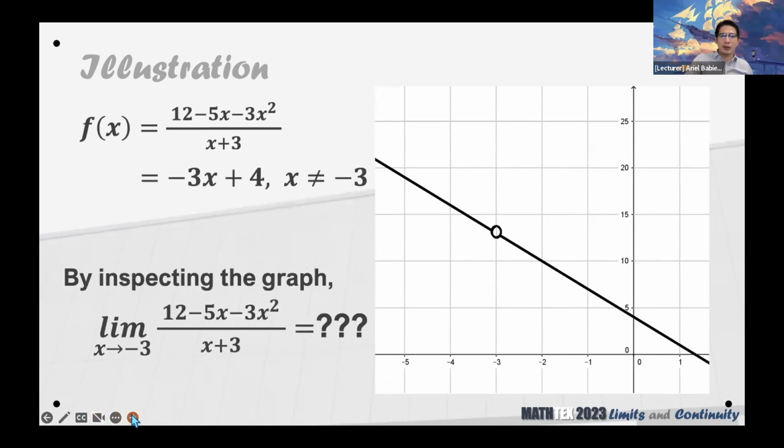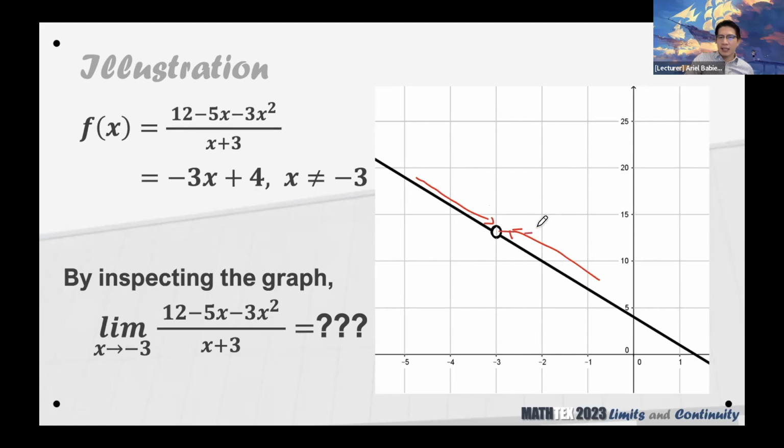What we're trying to answer is, by inspecting the graph, what will be the limit of this function as x approaches negative 3? Knowing that this function is the same as y equal to negative 3x plus 4, except at negative 3. Ano yung mapapansin natin? Tracing the graph from the left, tracing the graph from the right of negative 3, from both ends, mag-approach lamang siya ng hole na ito.